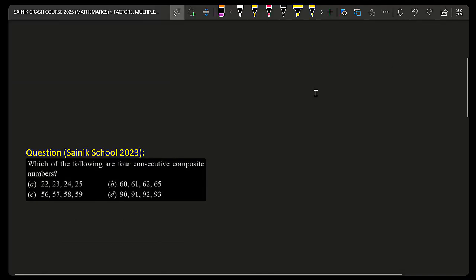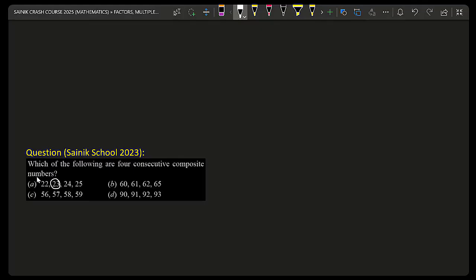Sanvi, can you give me the answer now? Sanvi? Yes, Sanvi, can you give the answer? Sir, option D. First, you look at option A and tell me why they are not 4 consecutive composite numbers. In the option, 23 is the prime number. Yes, 23 is a prime number. So that's why option A is wrong.